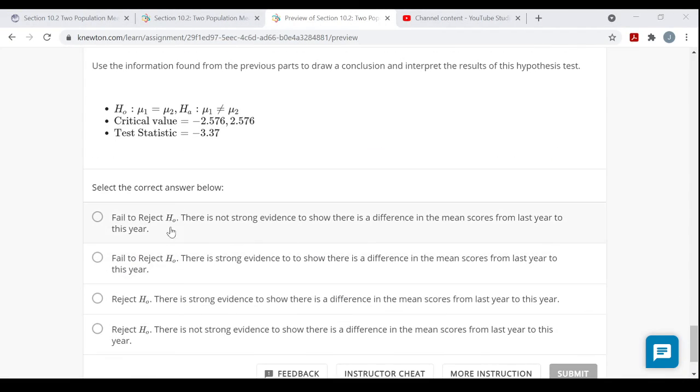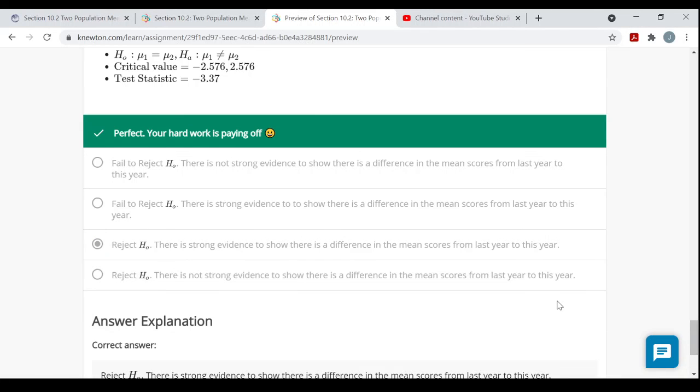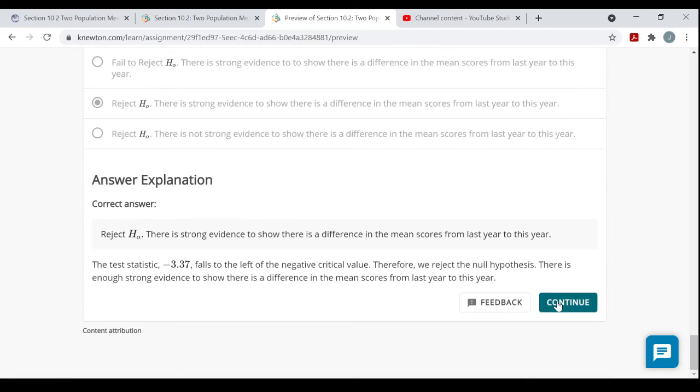So reading through these, again, it's one of these two. Let's see, reject the null hypothesis. There is strong evidence to show that there is a difference in the mean scores from last. Yes, that's exactly what I just said. There is evidence to support the claim, to say that there is a difference in the mean scores from last year to this year. So that third option would be my conclusion. And again, please read through your answer explanations.